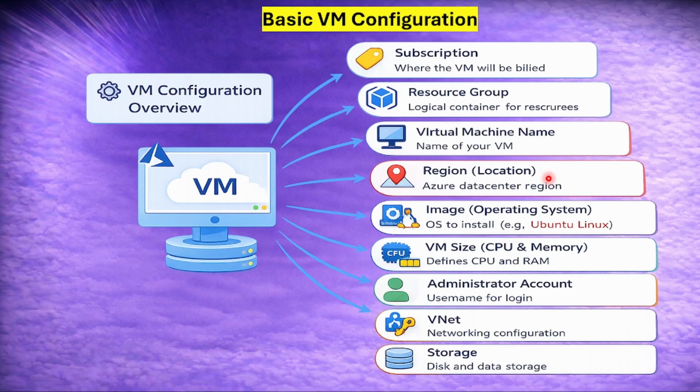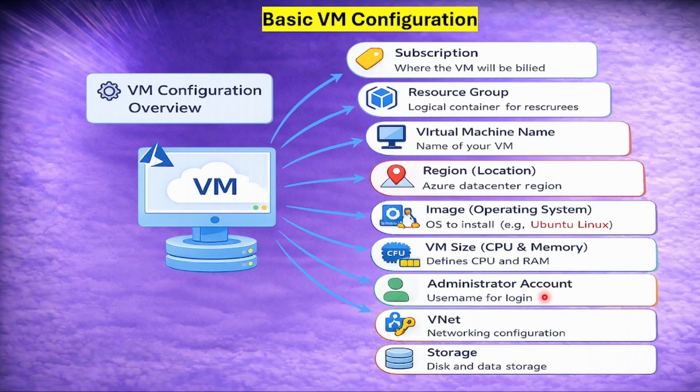Region, the Azure data center location where the VM runs. Choosing the right region affects latency, compliance, availability, and sometimes costs. Image, or operating system. The operating system installed on the VM, such as Ubuntu Linux. It defines the base environment where your applications will run. And VM size defines the amount of CPU and memory assigned to the VM. This directly impacts performance, scalability, and pricing.